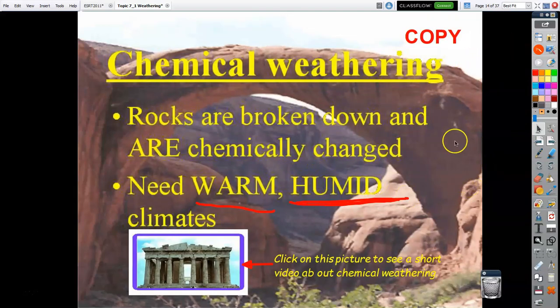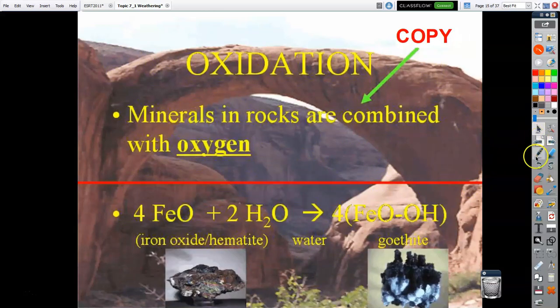Okay, so those are some examples of chemical weathering. Let me move forward here. You don't necessarily have to remember the chemical formula. When you go on to take chemistry, Mr. Stevenson, he'll get into all this stuff. But you should know the types of chemical weathering.